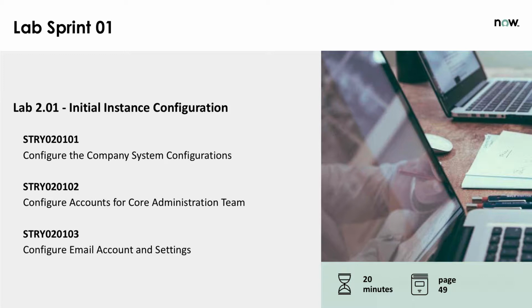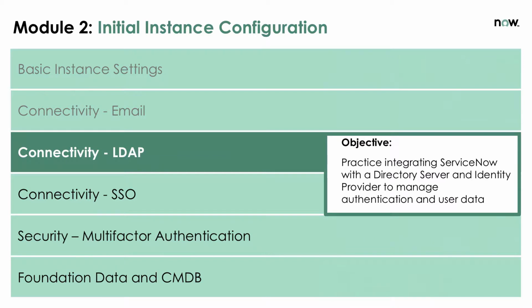Lab 201 includes 3 stories that I've kind of touched on here: company system configurations, accounts for the core administration team. It's a little bit of an overlap with foundations, but pretty important. And then configure email accounts and settings. That's new. You'll also notice on the lab queue slides that I've got the time estimate for how long this sprint should last, as well as the page number where the lab starts. So hopefully, I know several of you were adding in the page numbers as kind of a post launch thing. I've done that work for you.